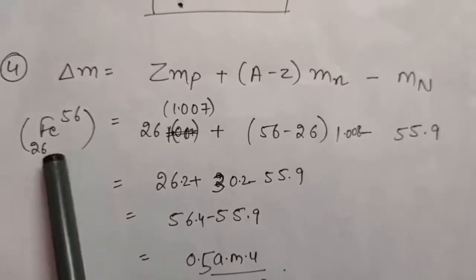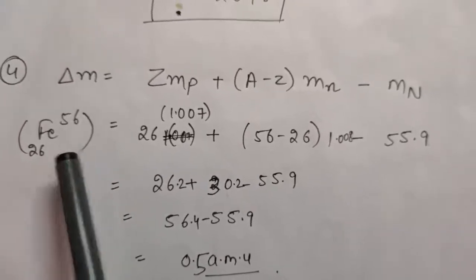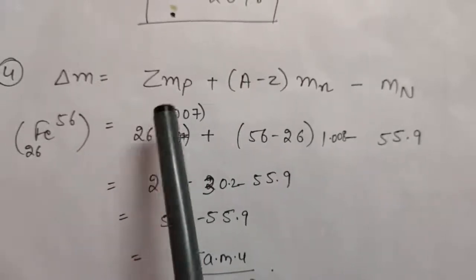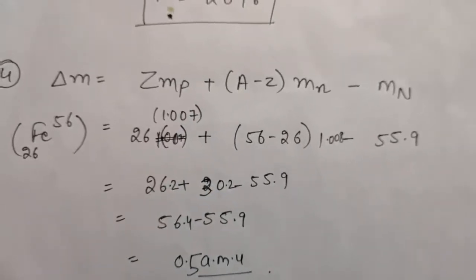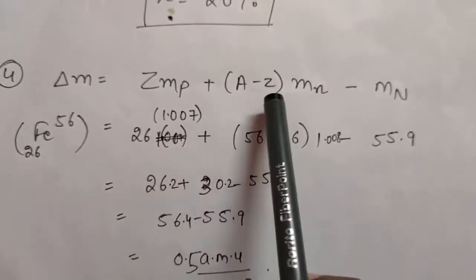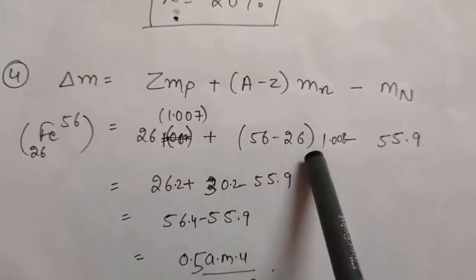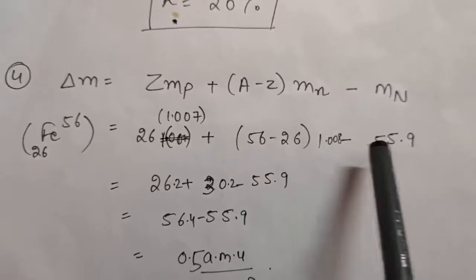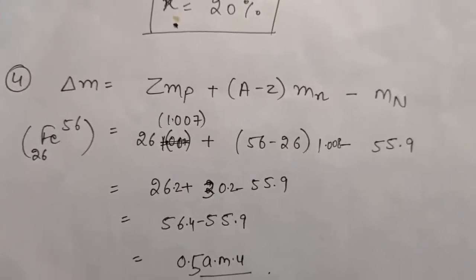If you want to calculate binding energy per nucleon for this, first of all we will be calculating mass defect. So number of protons, that is Z, which is 26. Therefore 26 into mass of one proton, which I am taking in units of U, that is atomic mass unit, and that is 1.007, plus A minus Z, that is number of neutrons, which will be 56 minus 26 here, into mass of neutron, which is around 1.008 U, minus mass of nucleus, which is given to you in the question, that is 55.9 something.